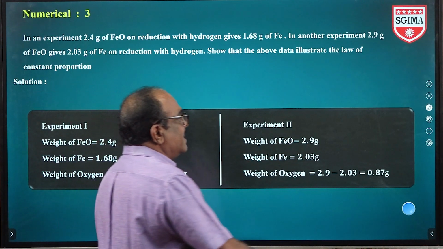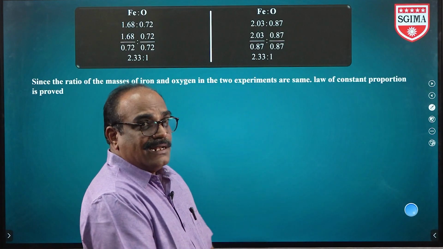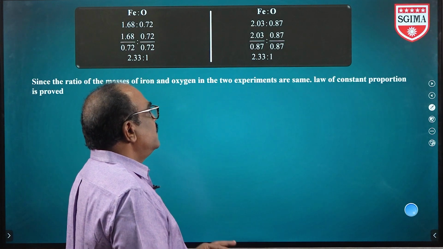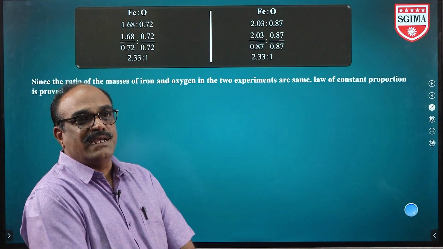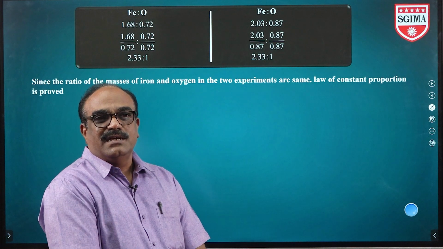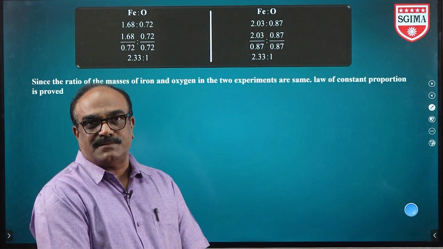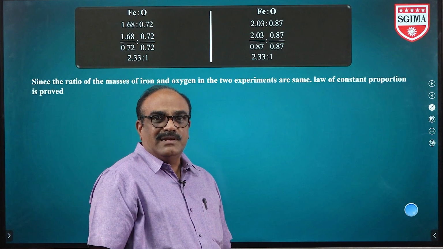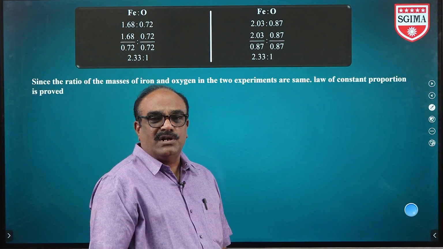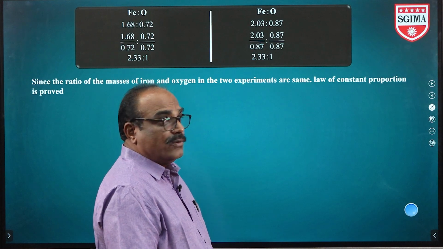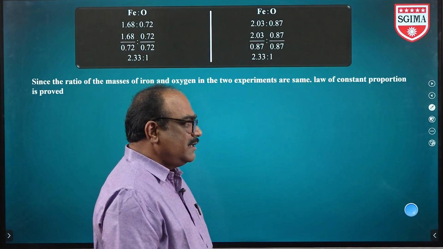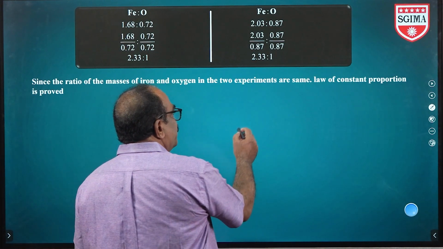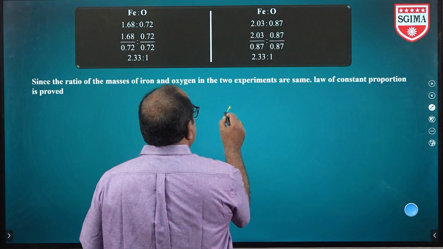So, based on this data, according to the law of definite proportions, elements must combine in a fixed proportion by mass, or each chemical compound will contain the same quantities of the elements by mass, whatever may be the method of preparation. But for this, there is one important limitation.